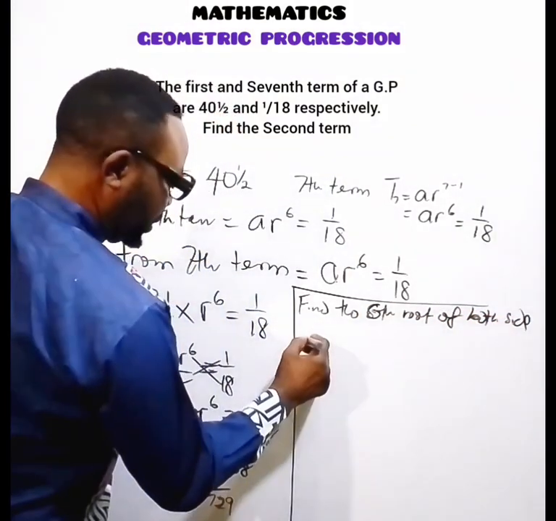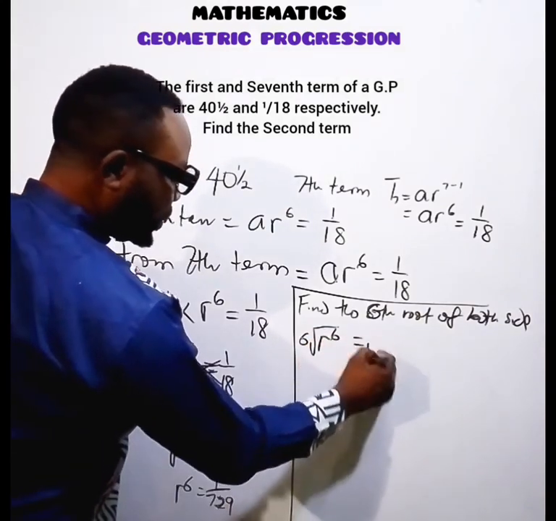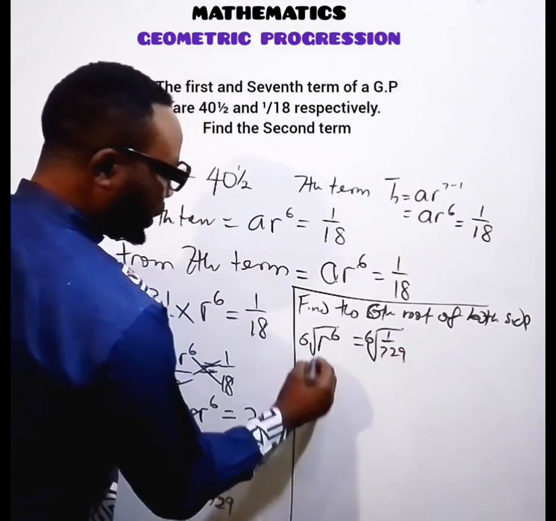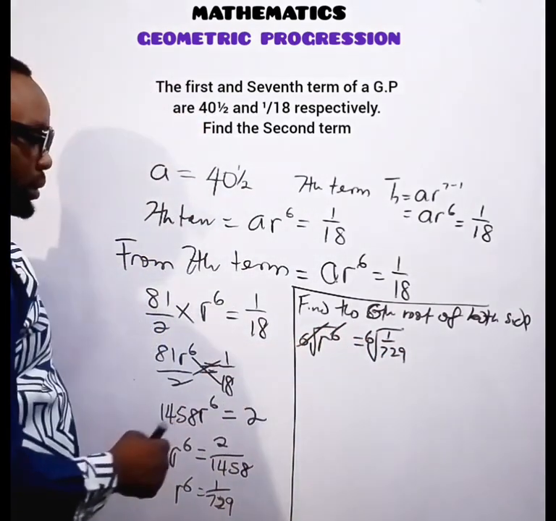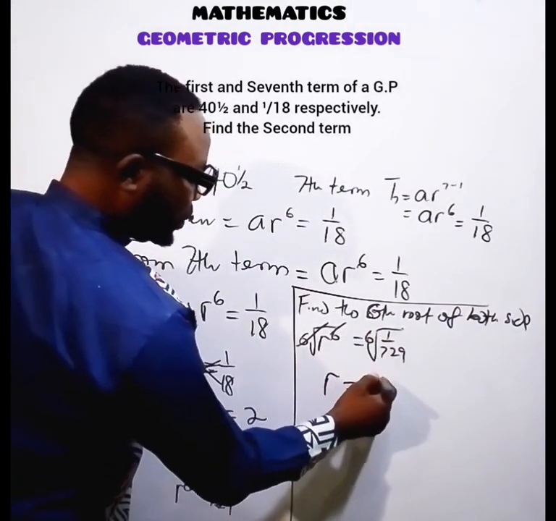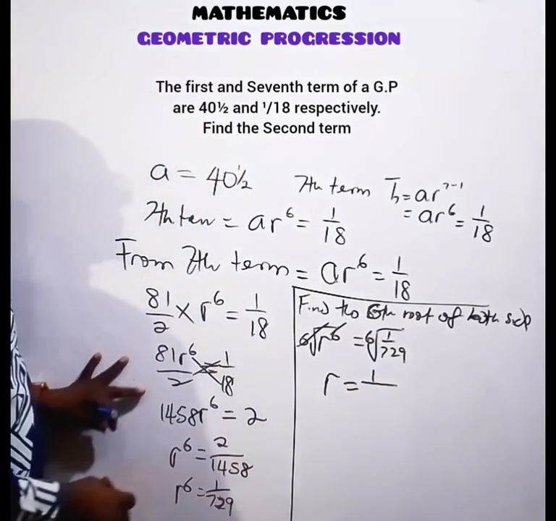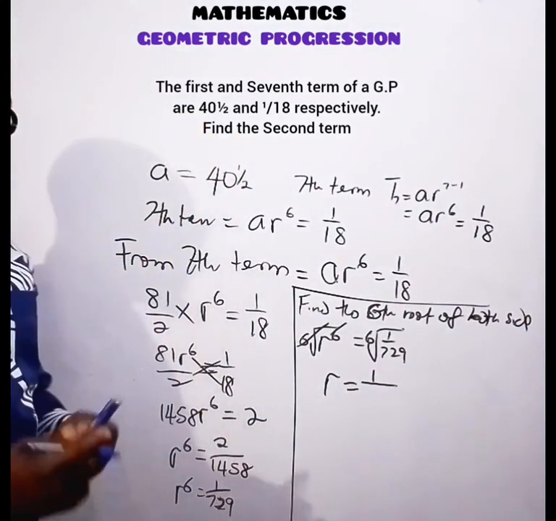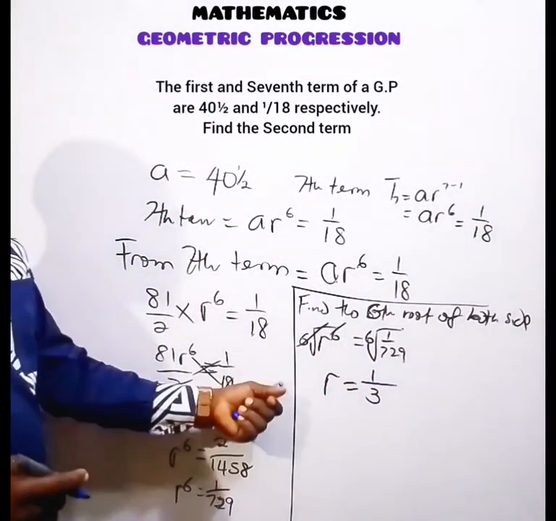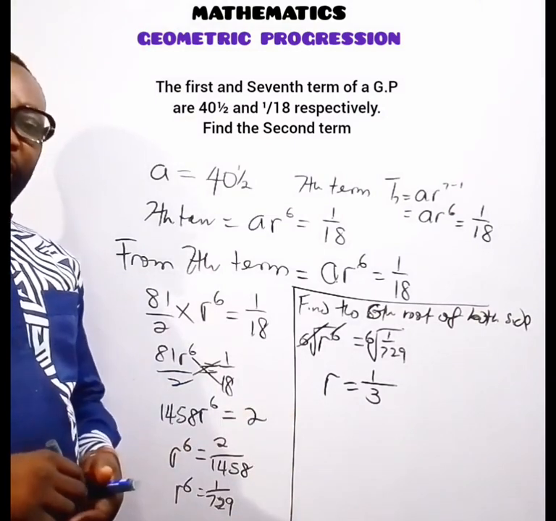That is 6. R raised to the power of 6 is equal to 1 over 729. This one, we cut this one. We are having R now will be equal to, what is the sixth root of 1? That is 1 over, what is the sixth root of 729? If you check it, you will get 3. So we have been able to establish the value of our R to be equal to 1 over 3.